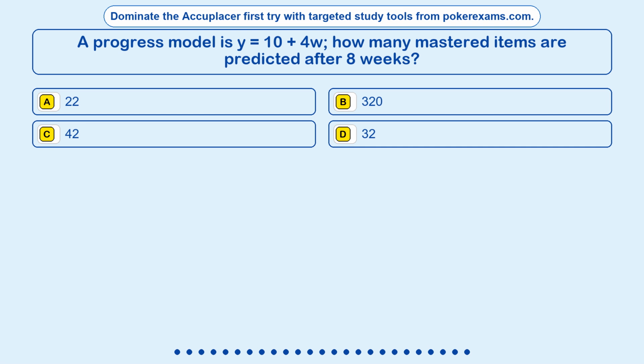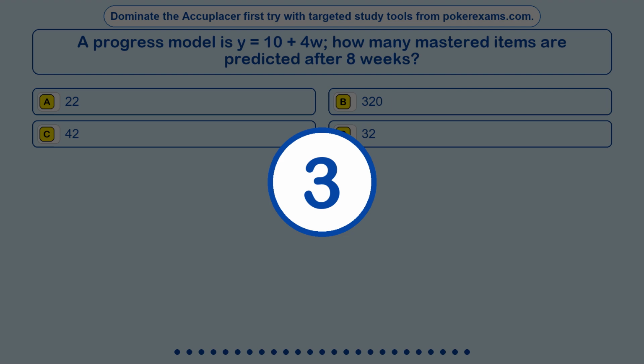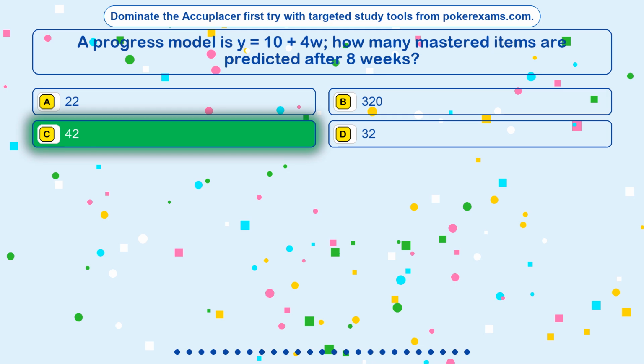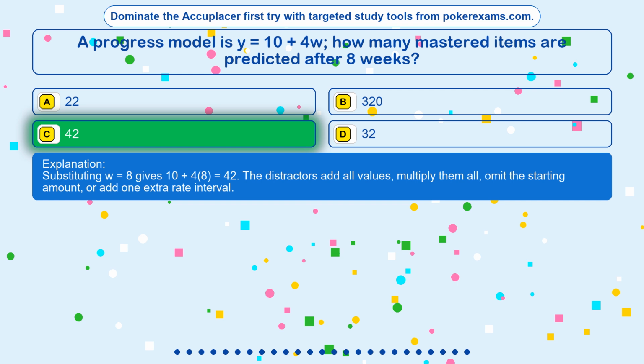Question 11. A progress model is y equals 10 plus 4w. How many mastered items are predicted after 8 weeks? Option A, 22. Option B, 320. Option C, 42. Option D, 32. The correct answer is option C, 42. Substituting w equals 8 gives 10 plus 4 times 8 equals 42.